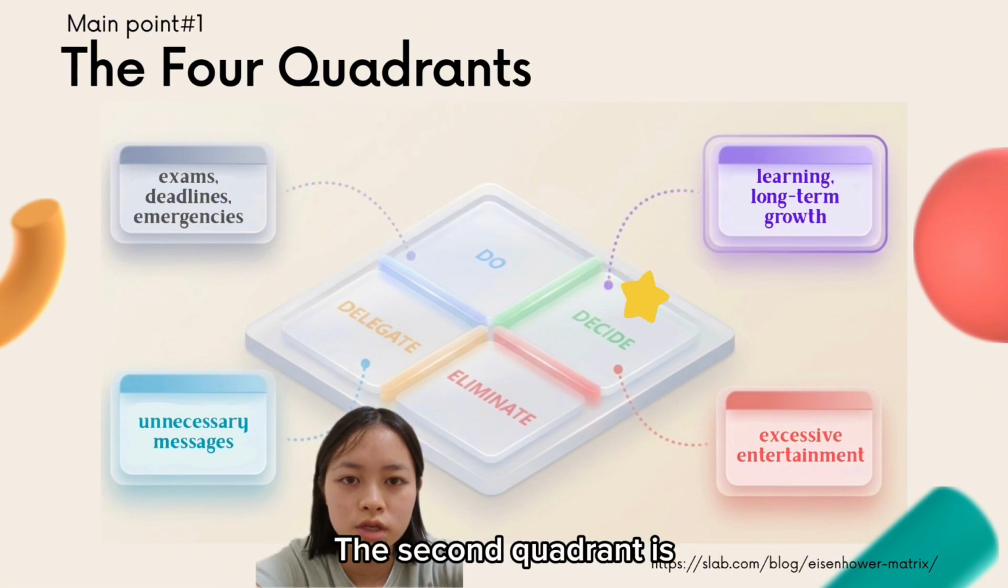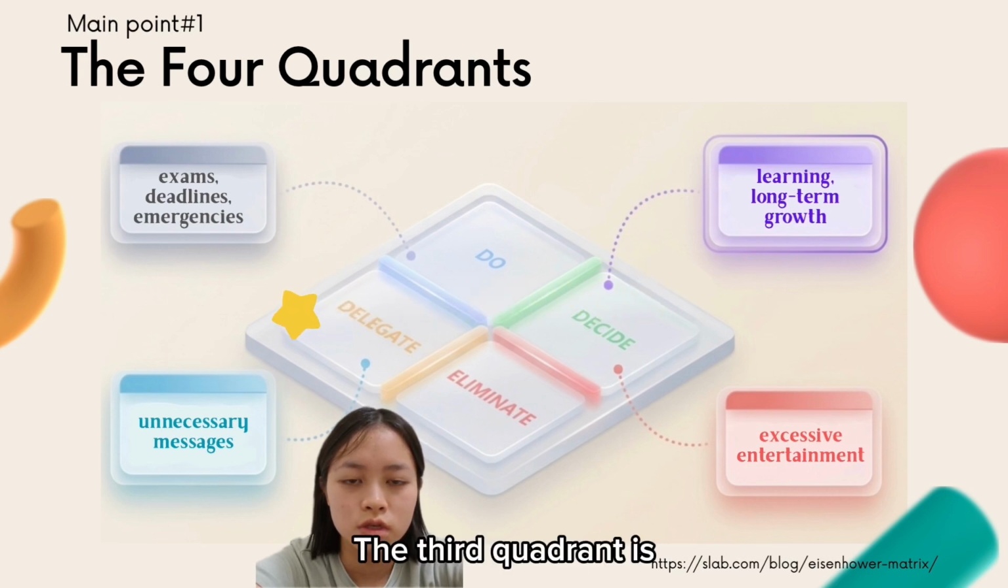The second quadrant is important but not urgent. These include activities like learning, long-term growth, and personal development. This quadrant is actually the most important one for long-term success.